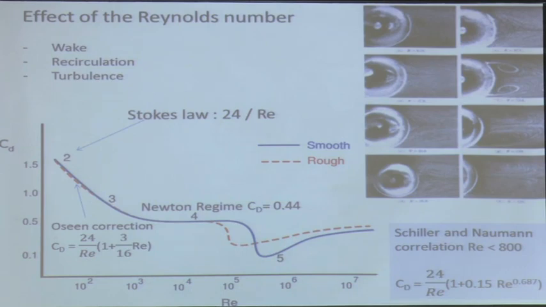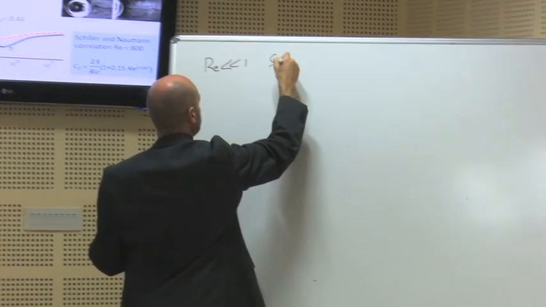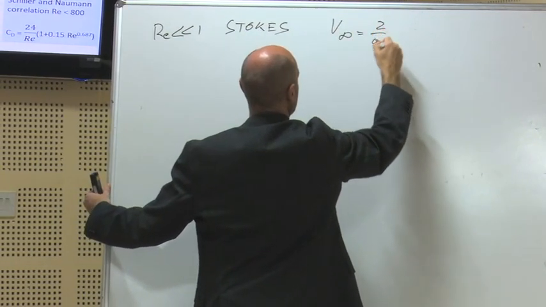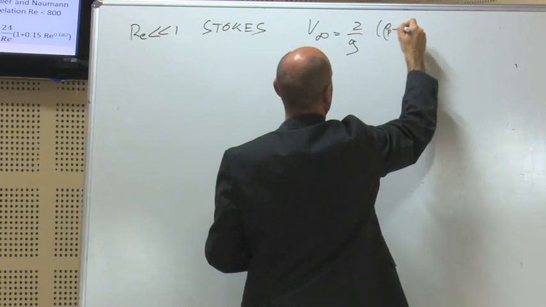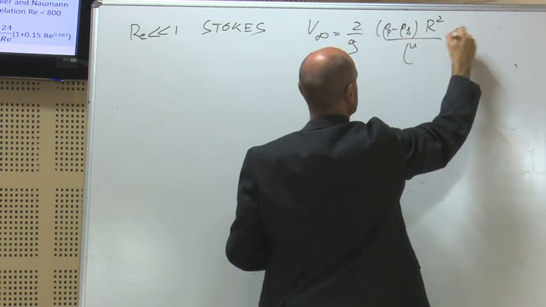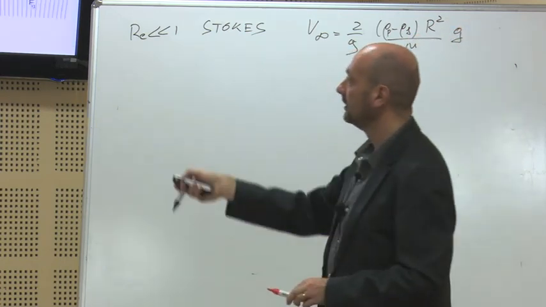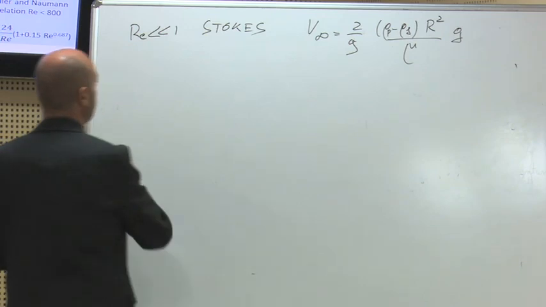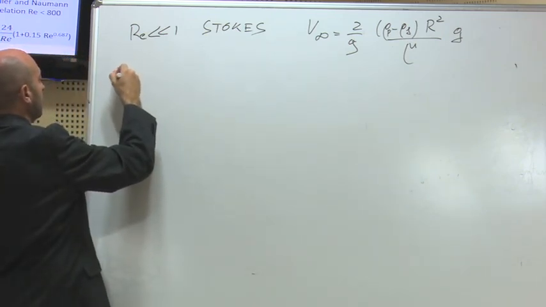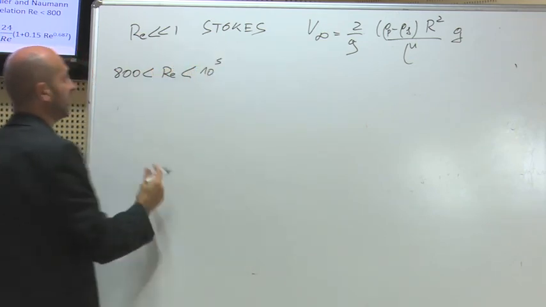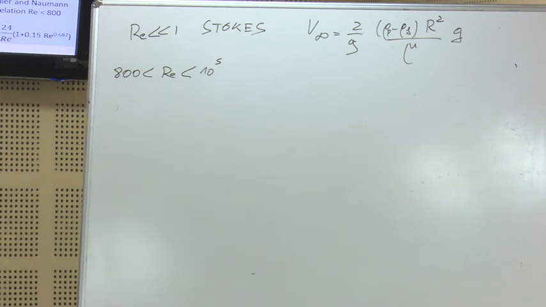So we know that when the Reynolds number is very low, this is Stokes, and V infinite is 2 over 9, (rho P minus rho F) R square over mu, times G. So this is 2 over 9, R square. Now I'm going to do the same, but when the Reynolds number is above 800 and below 10 to the 5. So I'm going to do that for that regime.